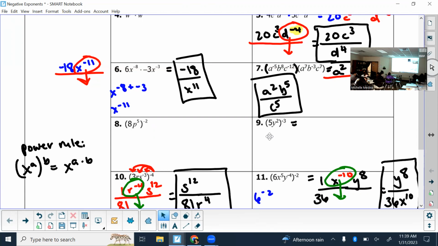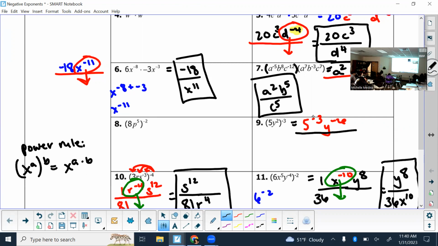-3 is the power to everything that's in the parentheses. So I really have 5 to the -3, which we'll fix in a second. And Y to the what is it going to be? -6, because it's 2 times the -3 according to the power rule. Everything with a negative exponent moves across the fraction bar. So if there's no fraction bar, pretend like there is one.